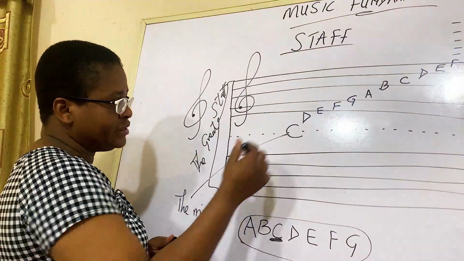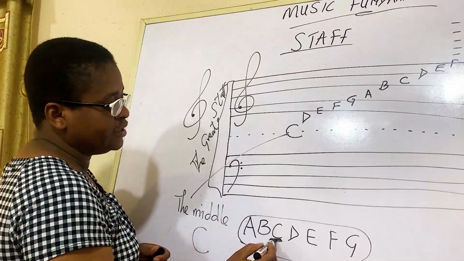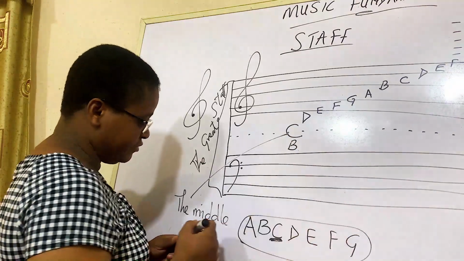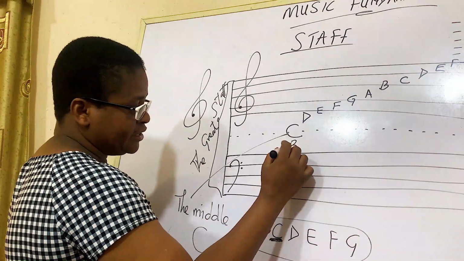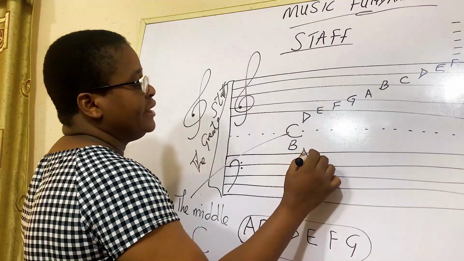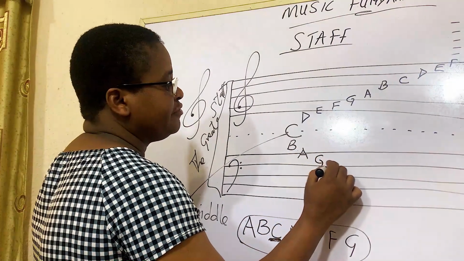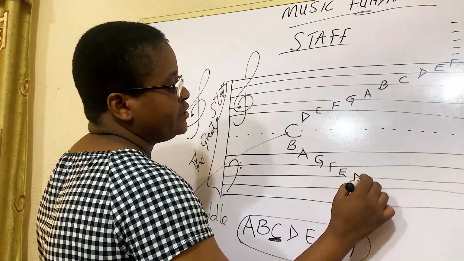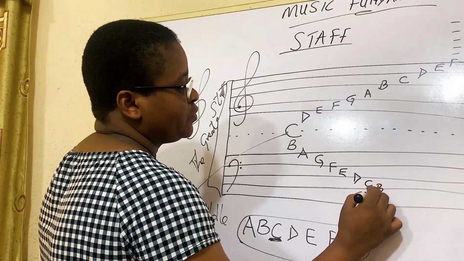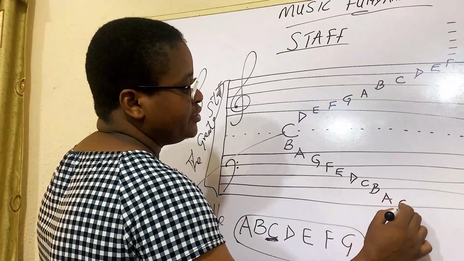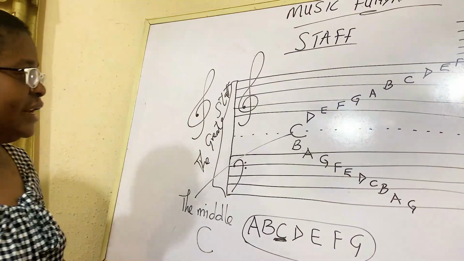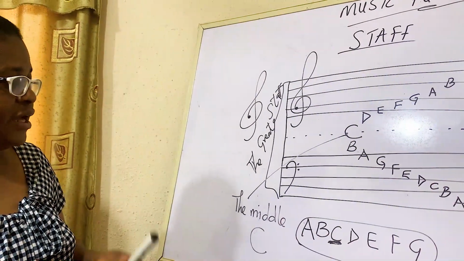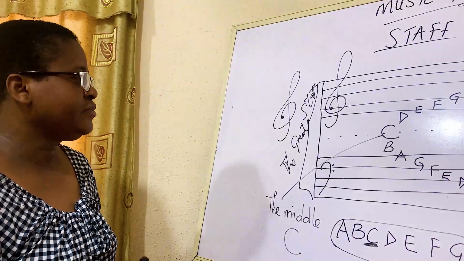So, for our bass clef, we also have, just behind the letter C is letter B. So letter B comes before the fifth line of the bass clef. Then behind letter B is letter A, behind A is G, behind G is F, behind F is E, behind E is D, behind D is C, we have B, we have A, and we have G. So these are the names of the lines and spaces, both in treble clef and in bass clef.